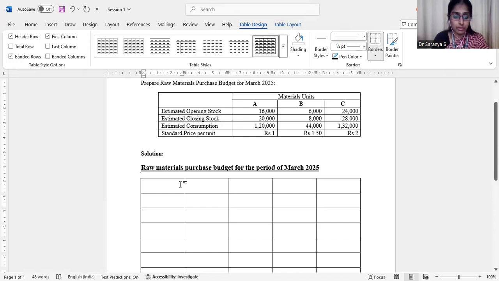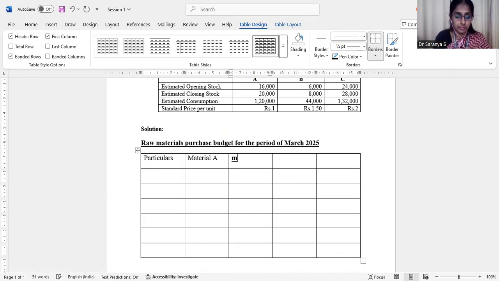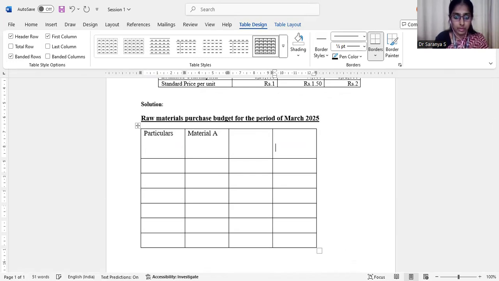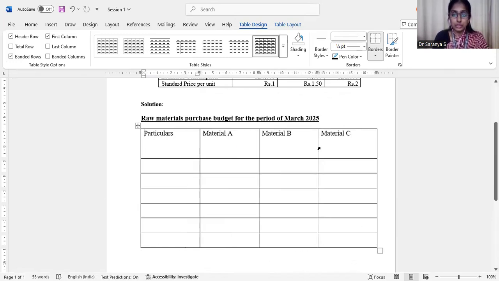Okay, so now we will write the heading. Particulars. Then the next heading will be material A, the next heading will be material B, and the next heading will be material C. Okay, so now let's start. This is a very simple sum. Now let's start doing it.